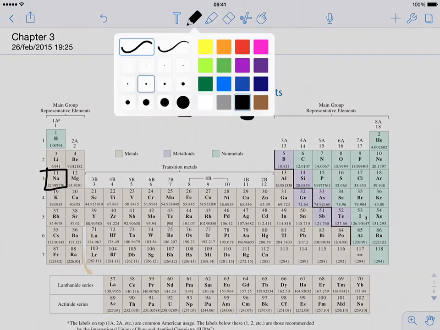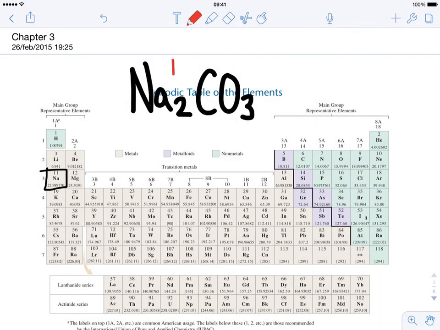Actually, I'll write that in a different color. So the charge of sodium is +1. Now, the anion in this compound is carbonate, which is a polyatomic ion. So if you have your polyatomic ions memorized, you should know the charge of carbonate. But if you don't, you can use the charge of sodium to help you figure out what the charge of carbonate is supposed to be.